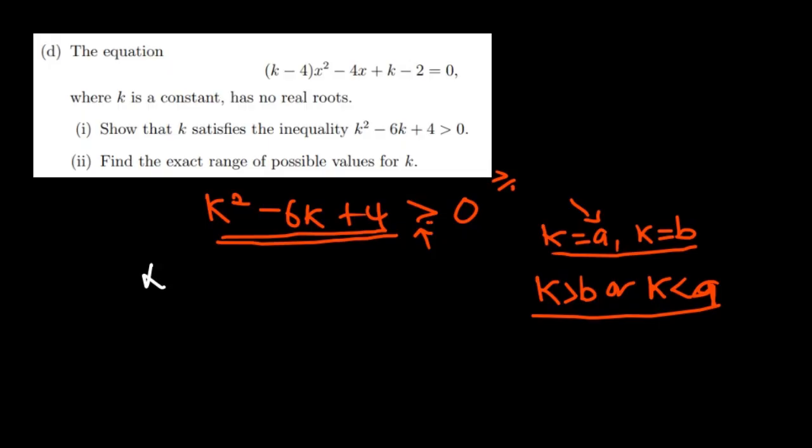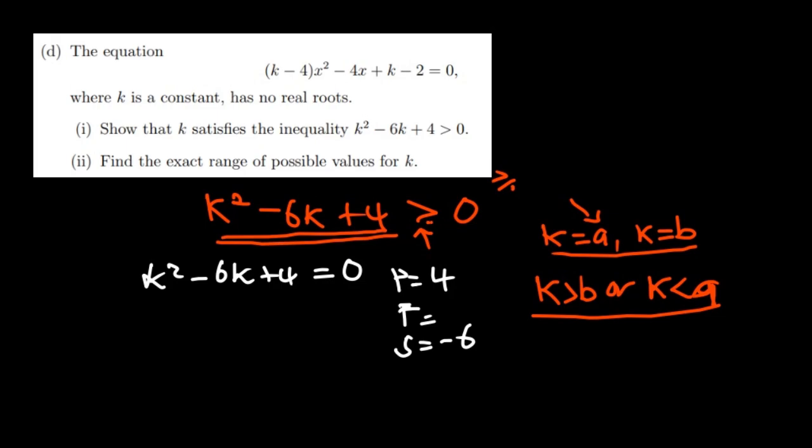We're going to say k squared minus 6k plus 4 is equal to 0. So let's find the product, the factors, and then the sum. Is it possible to find them? The product is 4, and then the sum is minus 6. Can we find the factors here? It turns out this equation does not have any factors, so we can use the quadratic formula.